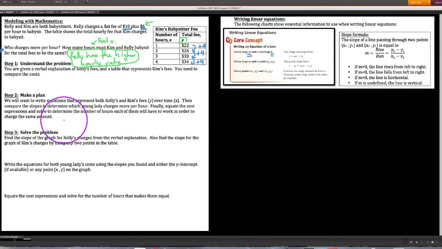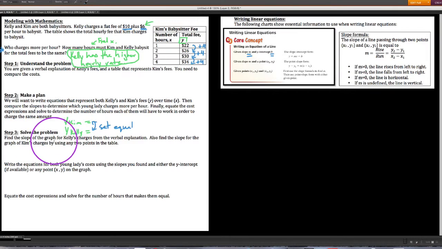So what we're really saying here is this: if I had an equation for Kim and an equation for Kelly, each expressed in terms of some x, we could set the two costs equal and find out what x would have to be in order to make them equal. In order to do this, we have to have equations of lines. So what do we know about writing the equations of lines? Well, we need a slope.